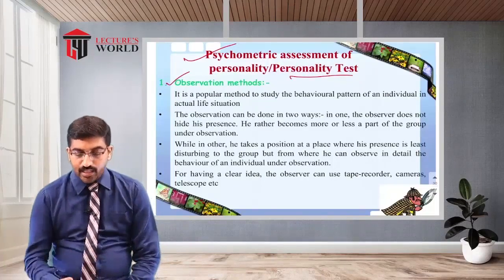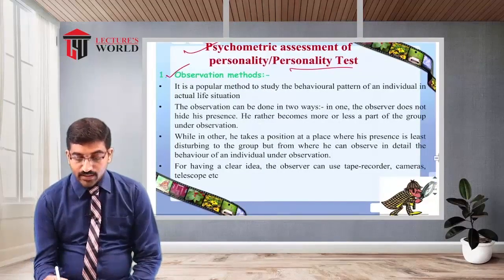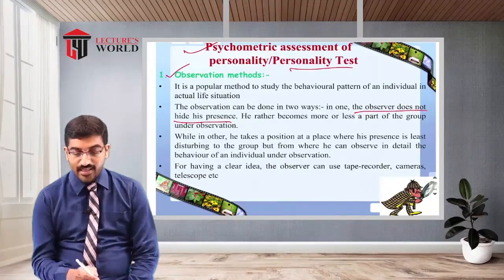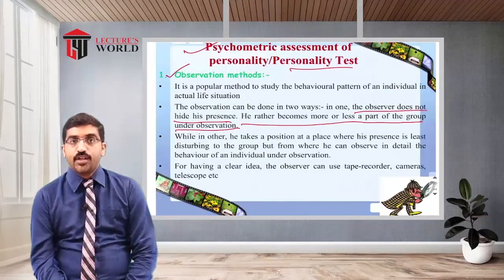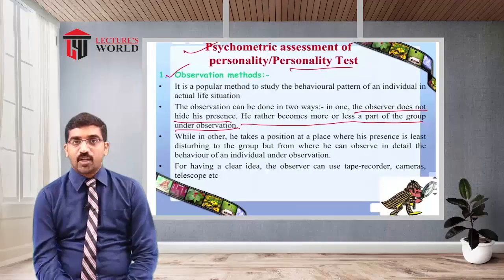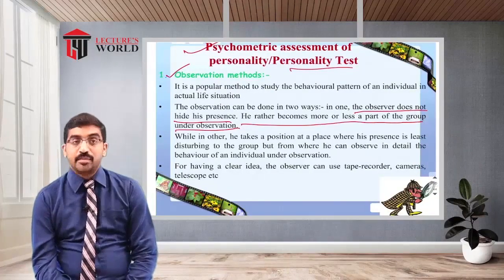Observation method. What you are going to observe: the observer does not hide his presence. He rather becomes more or less a part of the group under observation. Whoever is under observation, he will just become a part of it.